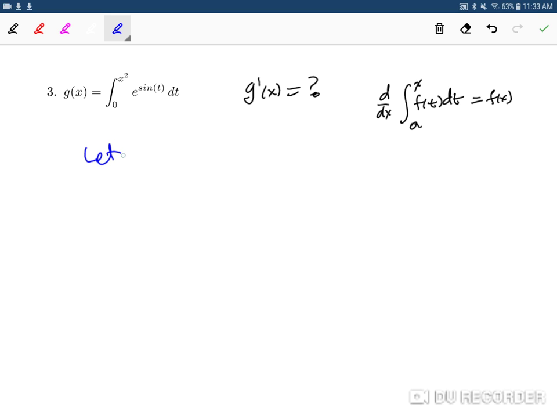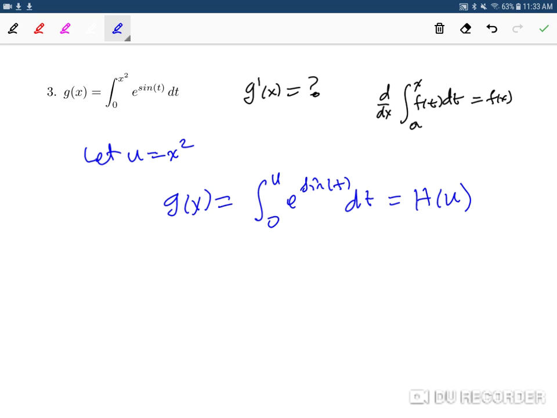So I'm going to let u be x squared. So this g of x becomes the integral from 0 to u of e to the power of sine of t dt, which I will call h of u. So g of x is h of u of x. So this is u of x.